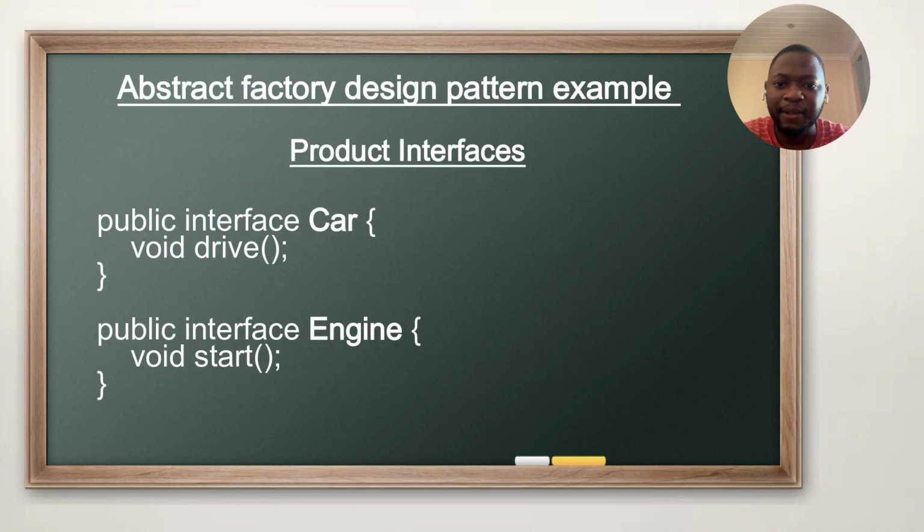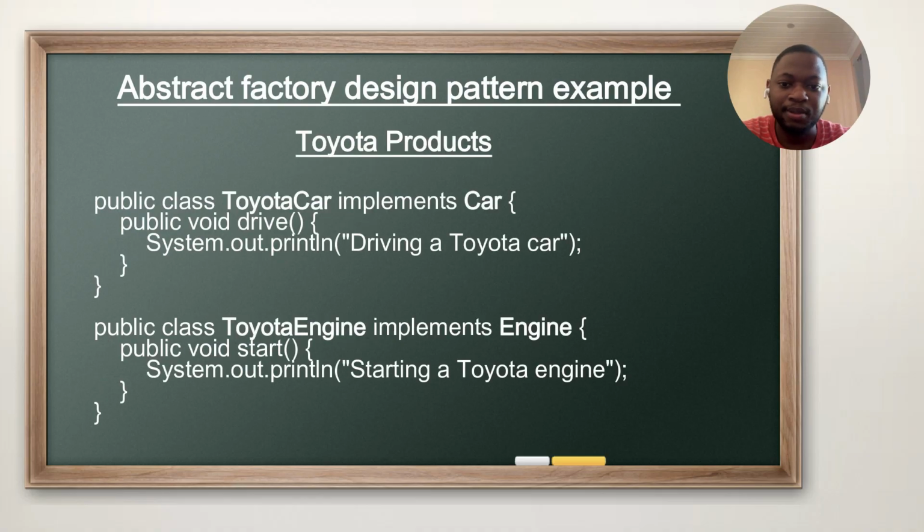Let's go to the next slide. So here we have our abstract factory design pattern example. We have our product interfaces: our car interface and our engine interface. Since this example is on car products, our car interface has the drive signature method, and below that we have our engine interface that has the start signature method. Let's go on to the next slide and see what will happen.